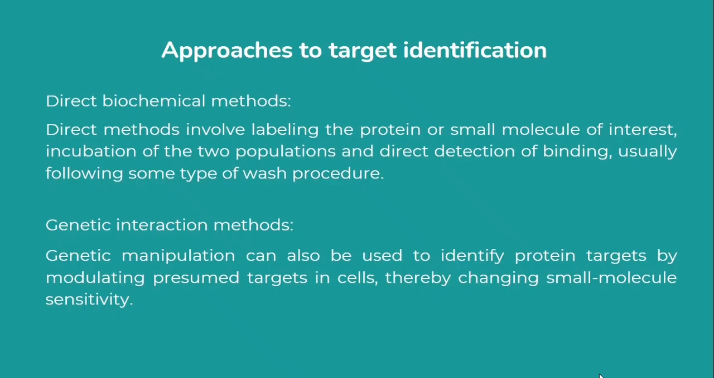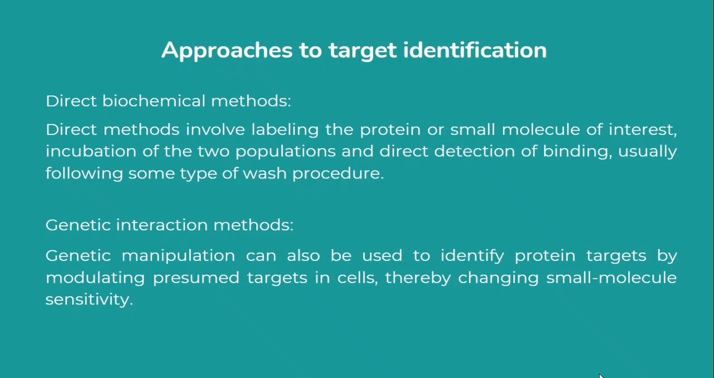Now let's see the approaches to target identification. There are three distinct and complementary approaches for discovering the protein target of a small molecule. The first one is the direct biological method. The direct method involves labeling the protein or small molecule of interest, incubating the two populations, and direct detection of binding, usually following some type of washing procedure.